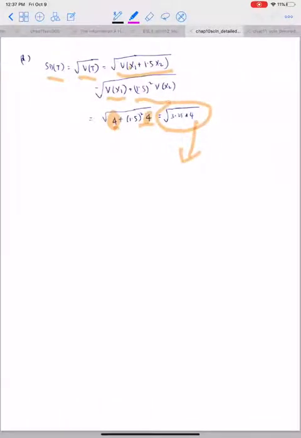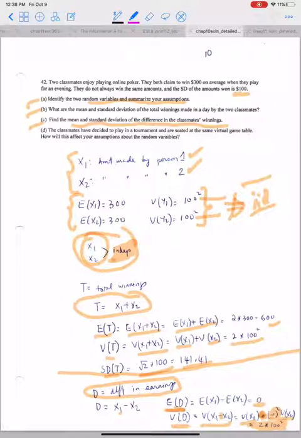What about the standard deviation? It is the square root of the variance, which is what? Variance of X1 plus 1.5 squared times variance of X2, which is 4 plus 1.5 squared times 4, which is what? 3.25 times 4, and the square root of that is the answer.